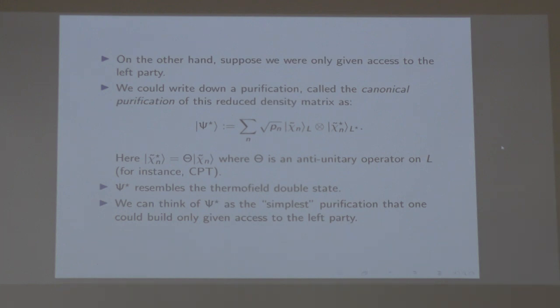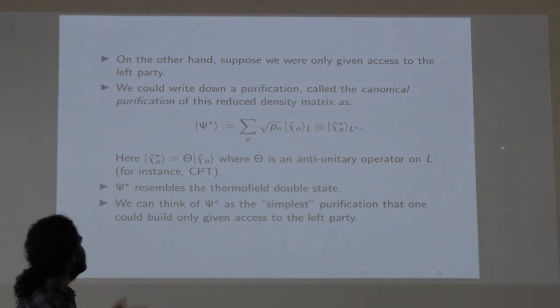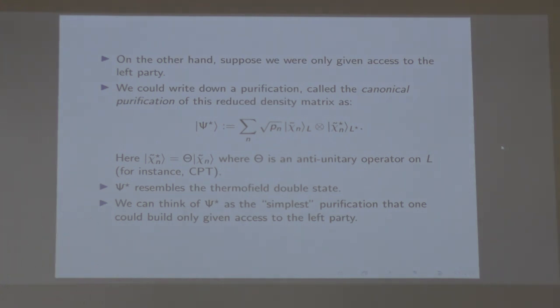This purification of the left density matrix is often called the canonical purification. You might notice that it resembles the thermofield double state. You could think of this canonical purification, psi star, as being, in some sense, the simplest purification that you could build, given only access to the left side.